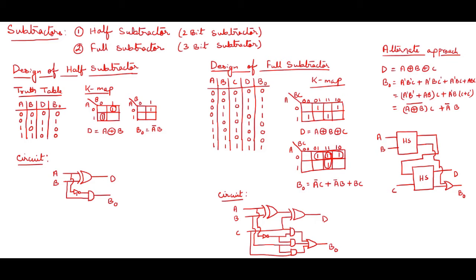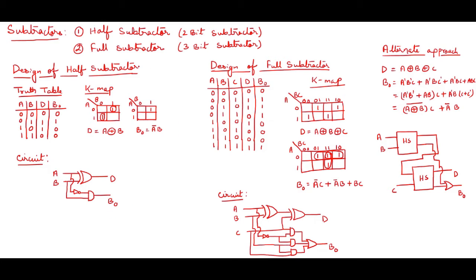Depending on these two equations, I'm designing the circuit. D is given by A XOR B, so I have used an XOR gate here, and borrow is given by A bar B, so I have connected a NOT gate and an AND gate to get the borrow out, right?